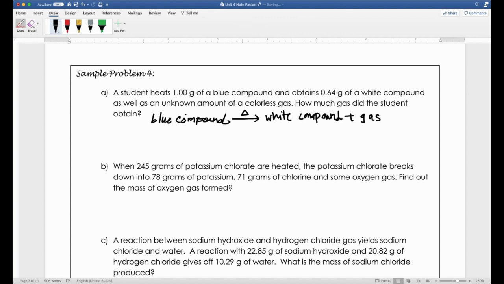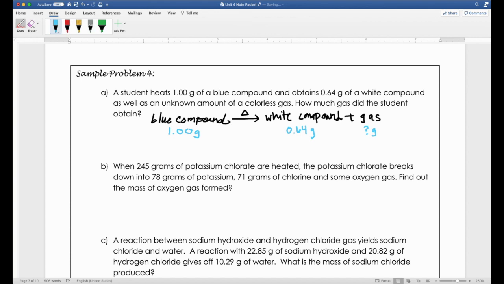So let's go ahead and write our numbers in. Let's pick a different color here. Let's pick blue because we're working with blue. I have 1 gram of this blue compound. And when I heat that up, the student's obtaining 0.64 grams of a white compound. And they're also producing some amount of a gas. And we want to know how much gas did the student obtain.